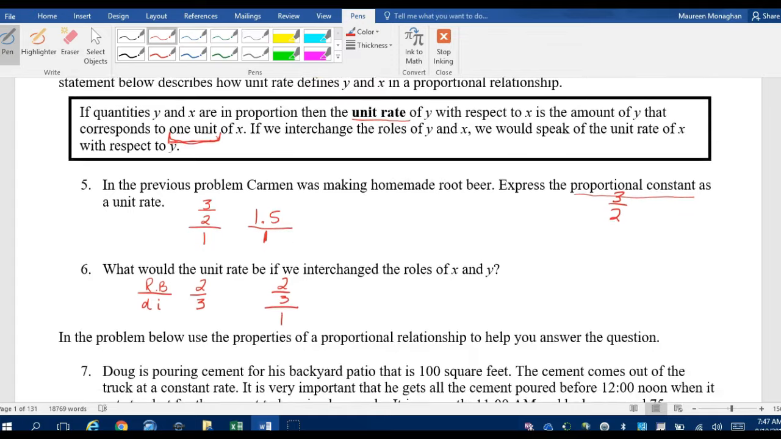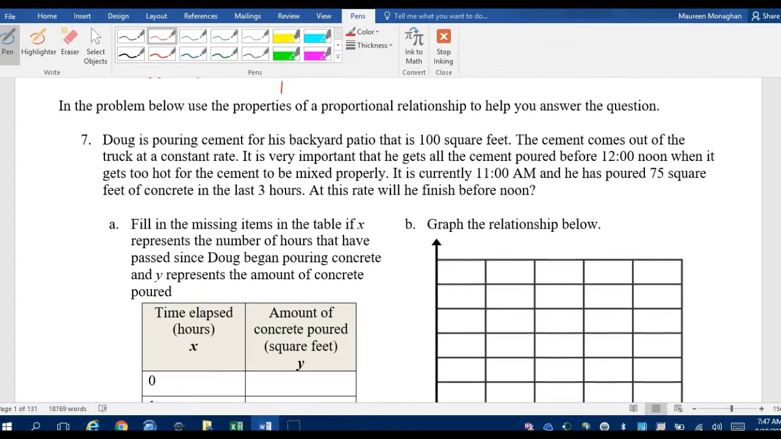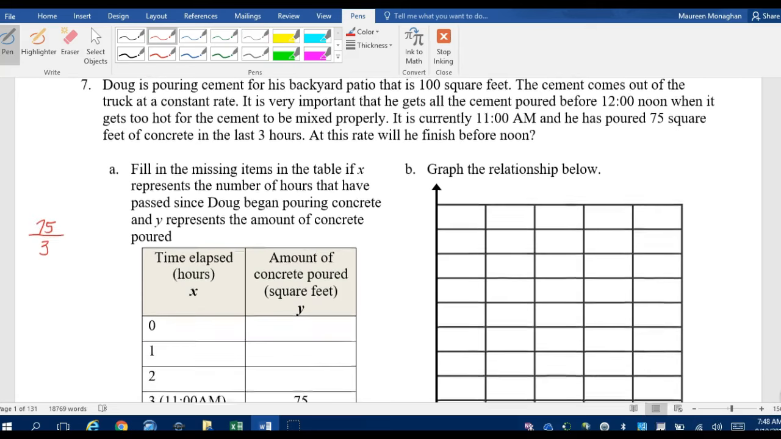In the problem below, use the properties of a proportional relationship to help you understand the question. I'm going to pause this, and I want you to read this on your own. Did you get a good understanding? Do you have some highlights in there? Then you know that he's talking about 75 square feet of concrete for every 3 hours. That's our proportional constant.